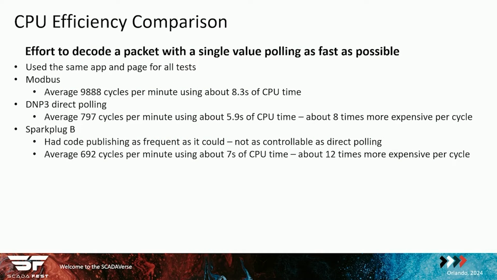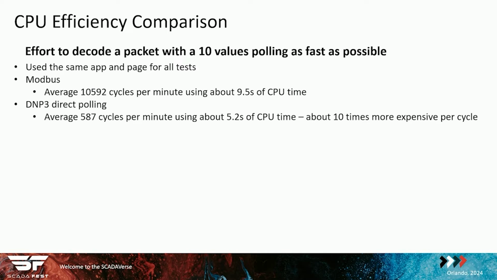And Sparkplug B, like I said, I was publishing as frequently as it could, but not as controllable as direct polling for the other 2 examples. The other caveat is that the data was changing, so there was a little bit more historian load. So the 12 times is probably more like 7 or 8, but the point is it's still far more complicated to decode an MQTT Sparkplug B payload than a Modbus payload. So if you find that you're CPU bound, then maybe a lighter weight protocol, if the other factors we've discussed don't matter, might come into play.